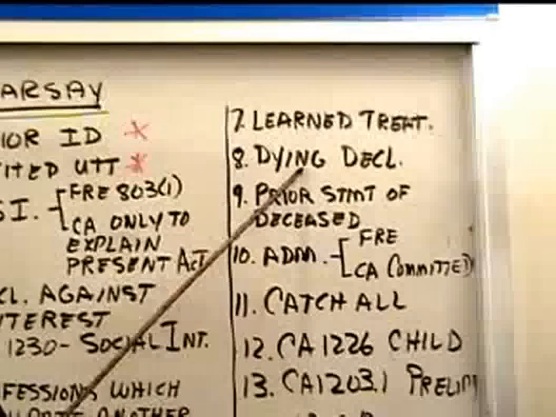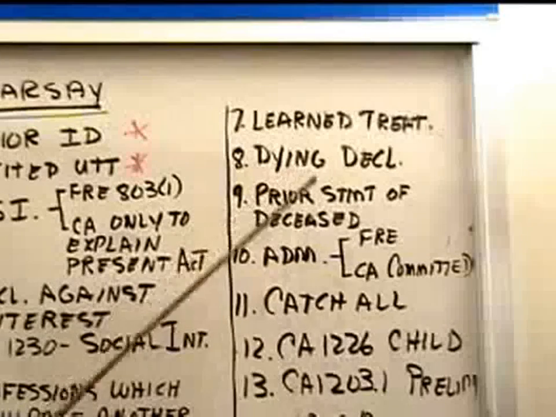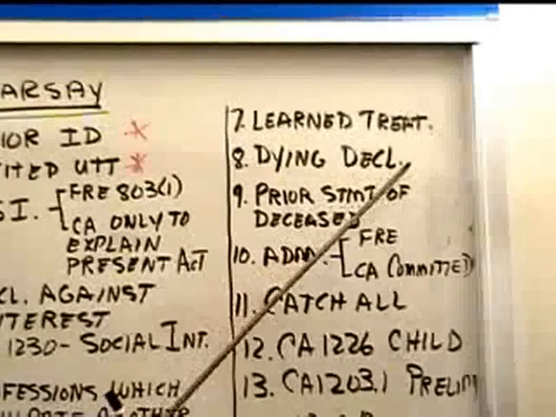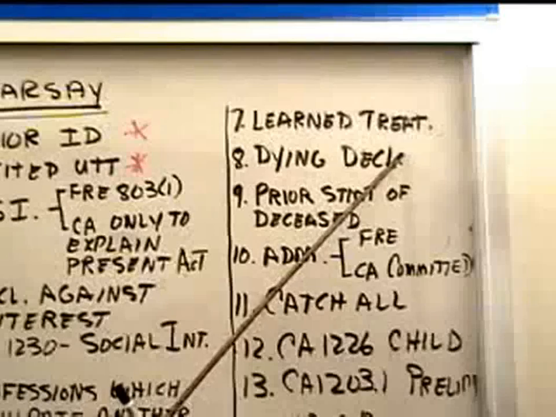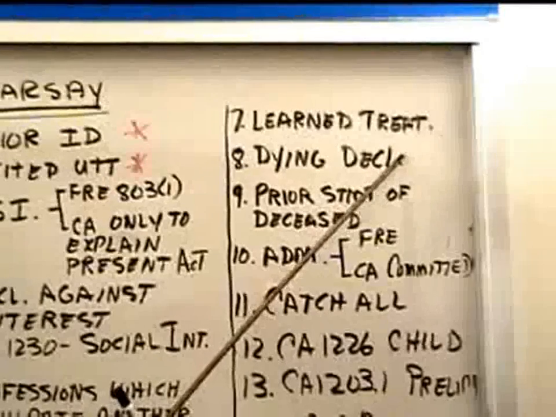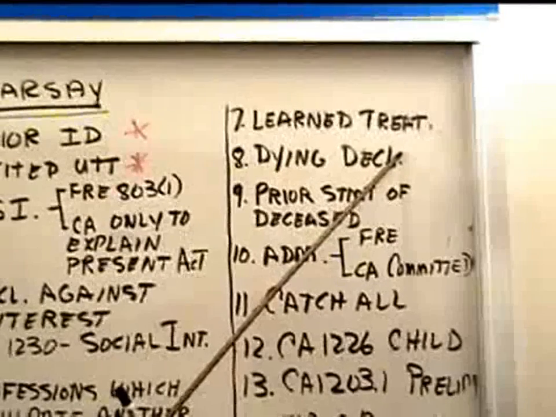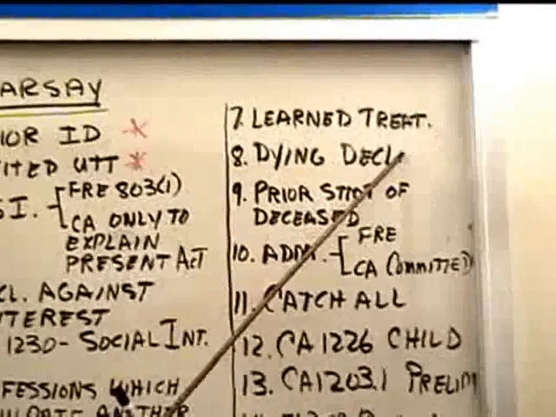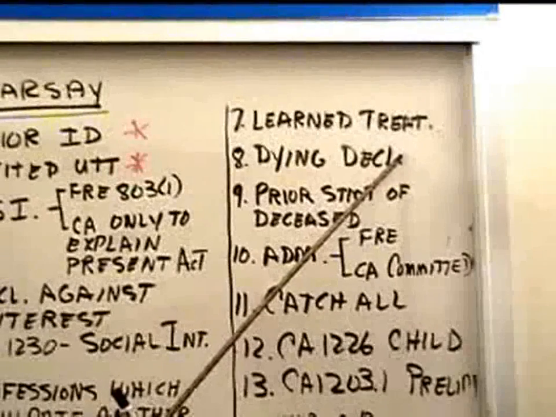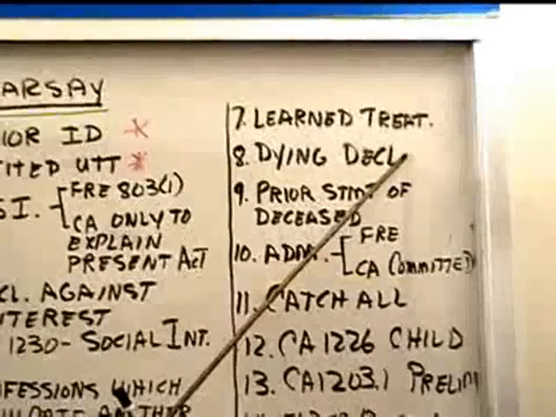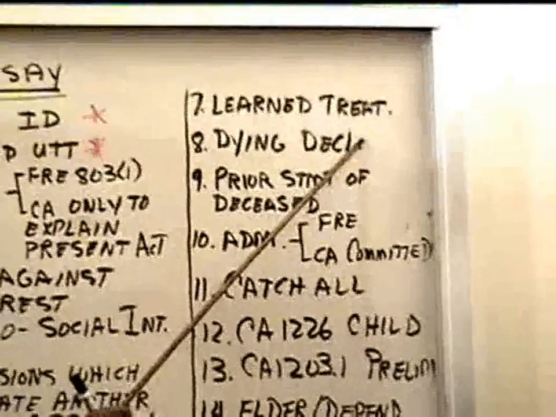Next comes the dying declaration. Under the federal rules, the person does not have to be dead at the trial. They simply had to think they were dying at the time they made the statement. Under the California rules for dying declarations, the person must be deceased, dead, at the time of trial.